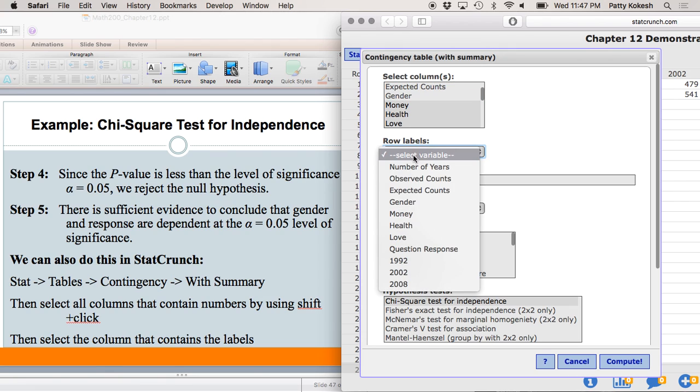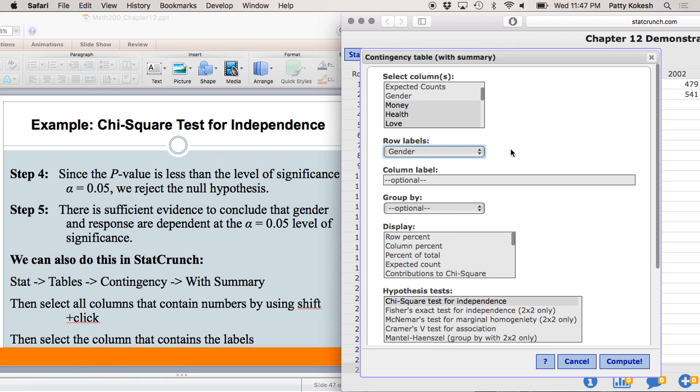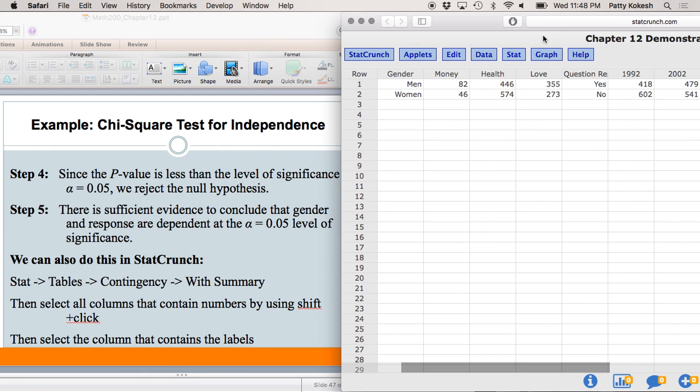Now we have labels, and those are our gender labels, either male or female. The row labels should not have actual numbers in them. They should just be the category names. The columns you select should be where the actual data lives. And then I want to select a couple of other things: contribution to chi-squared and expected count. I want the chi-squared test for independence, which is already selected, so I just do compute.